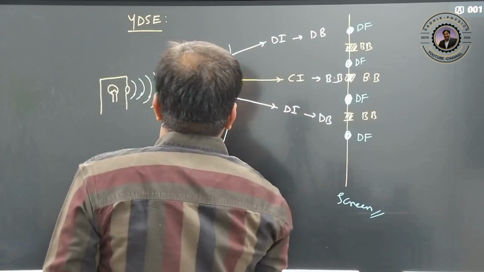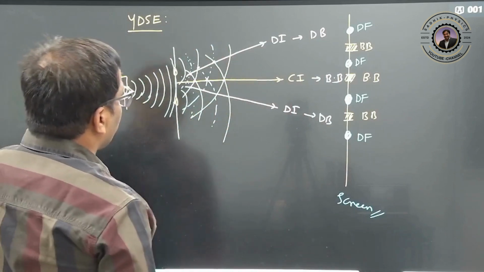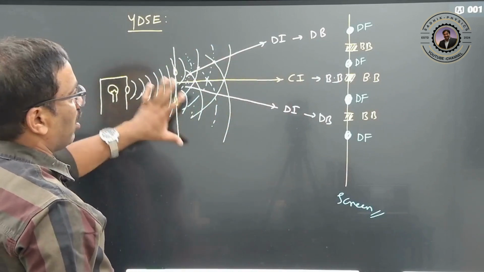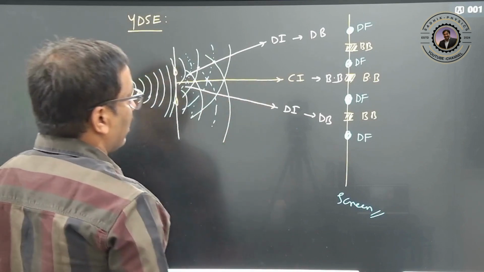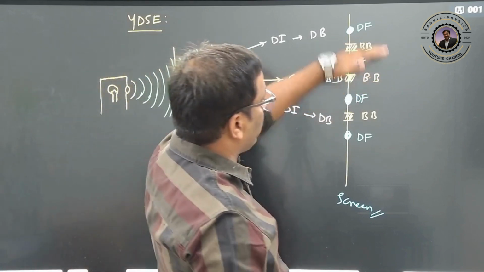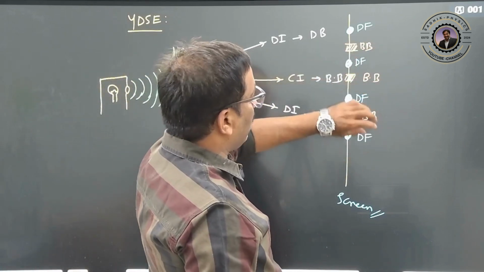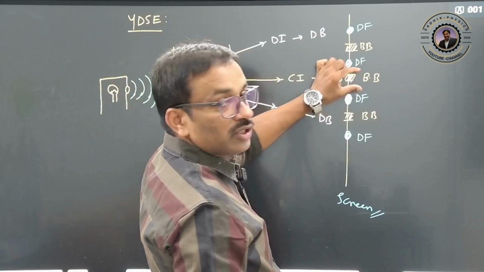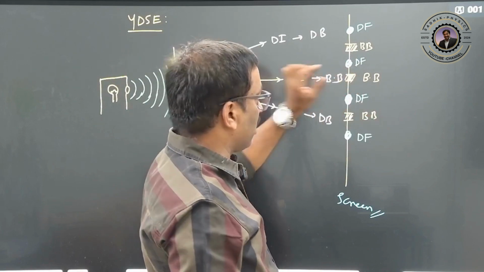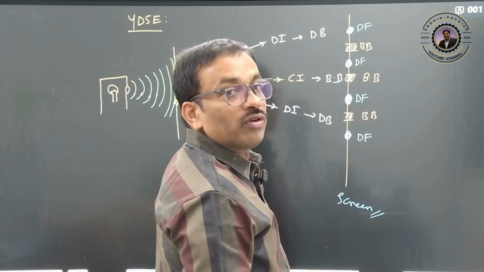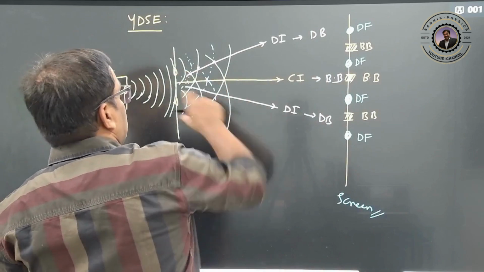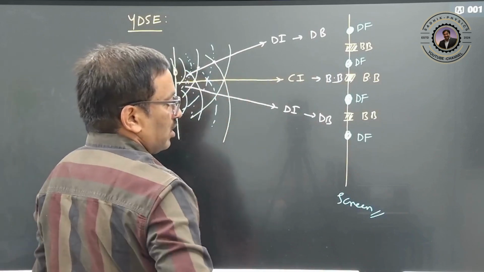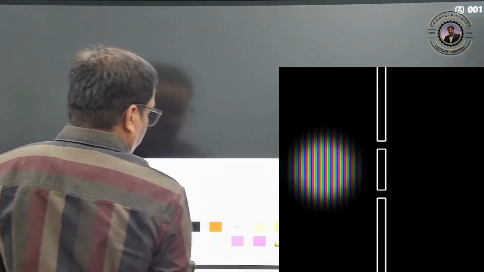Clear? So now we will calculate all these things. We will mathematically calculate the positions of the bright band and dark band, and the size of the bright fringe. We are going to calculate how this bright fringe depends upon this distance and this wavelength. We will calculate one by one. This calculation is very, very important.